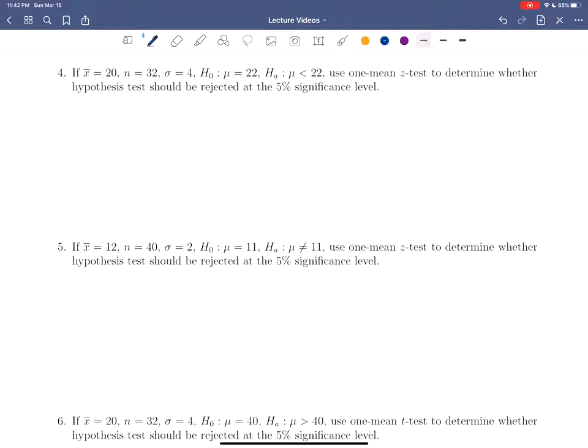All right, so we're ready to actually go through and do some hypothesis testing. Our first example, we have a sample of data where the sample mean is 20. We use 32 data points. Our population standard deviation is 4, and we're going to do a hypothesis test testing whether mu is 22 or less than 22. So this is going to be a left-tailed hypothesis test, and we're going to use 5% significance.